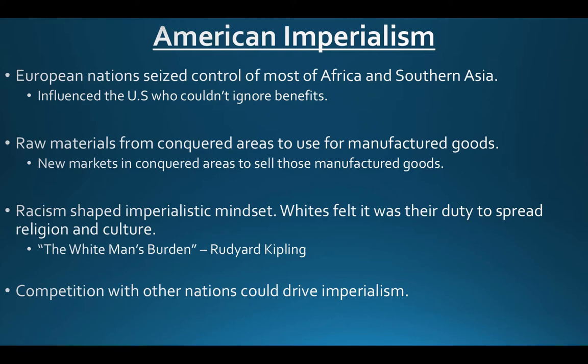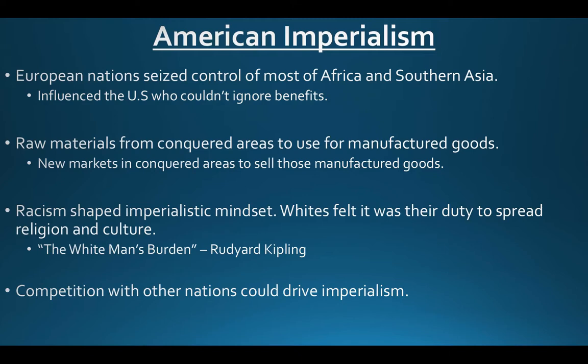So another really important thing to understand is that racism is going to be another thing that's really going to help shape the imperialistic mindset of this time period, right? Many of the Western cultures, in particular the whites, are going to really feel that it's their duty to spread their religion and their culture to these areas that they don't view as civilized, right? And there's this famous poem by Rudyard Kipling known as The White Man's Burden, which you can take a look at in your own time.